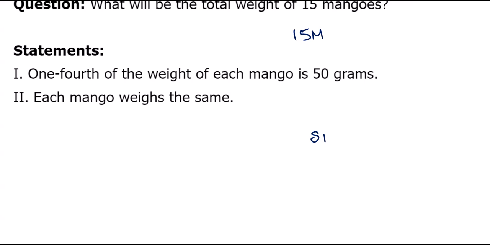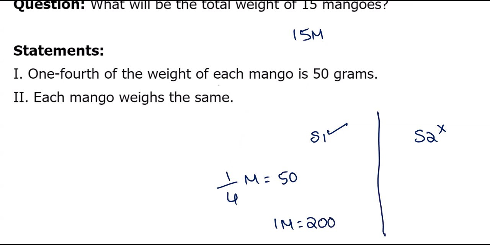Clearly each mango is mentioned. Statement 1 alone is actually sufficient. 1/4 of the weight of each mango. So indirectly every mango is the same. Each mango weighs the same, that you can see in one alone. Two alone not possible. If it is equal weight also no. But here each mango. So 1 by 4th of each mango equal to 50. One mango weight is 200, 15 mangoes. So some people argue together, but you can see they used each mango. If there is no word called each mango, 1/4 of weight of mango is 50.